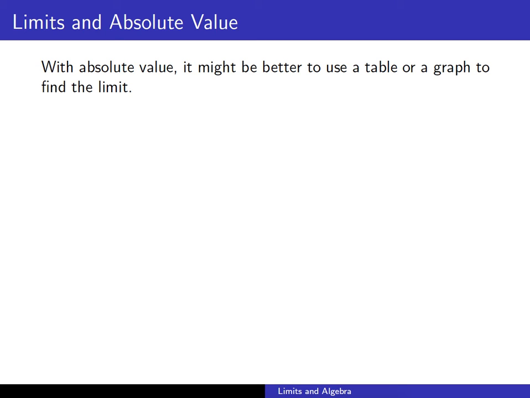So we have the absolute value of x is equal to x if x is 0 or higher, and it's equal to negative x if x is less than 0. So rather than deal with piecewise definitions for absolute value, it might be easier to look at a table of values or the graph to find the limit.